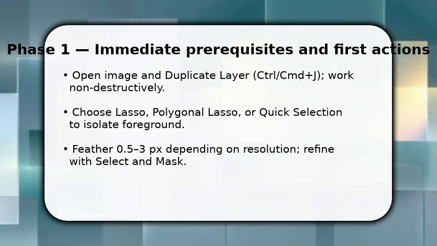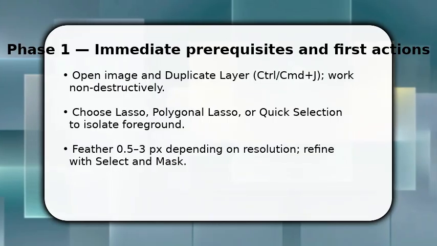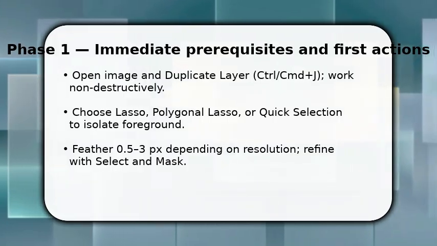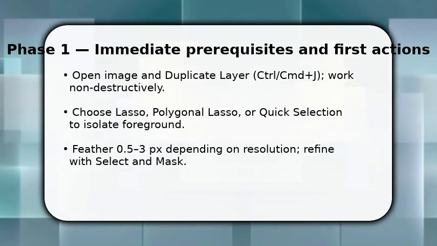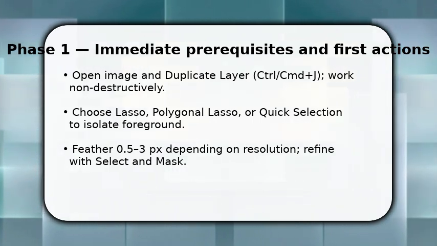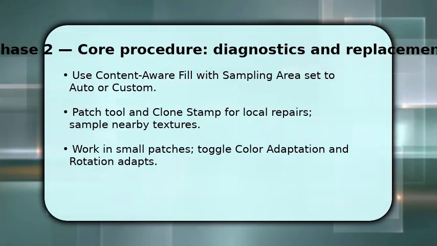This prevents hard halos. After the rough selection, open Select and Mask to refine edges, focusing on hair, fur, or semi-transparent areas before removing the object. With a refined selection active, choose Edit, Content-Aware Fill. This generates a preview by sampling surrounding pixels.